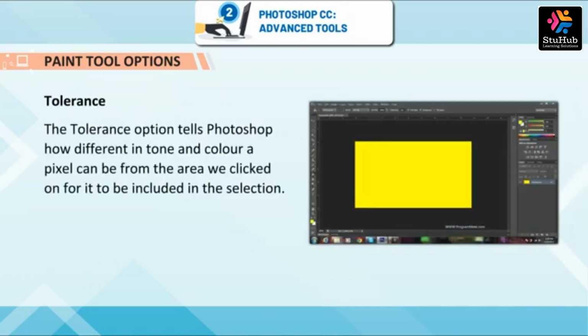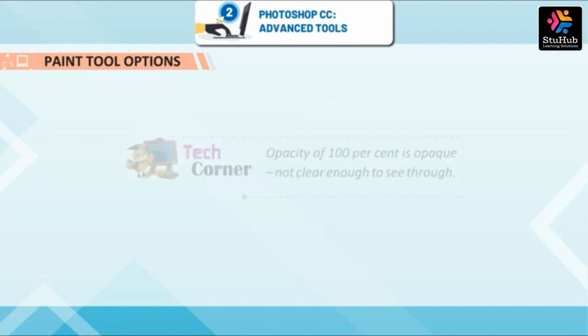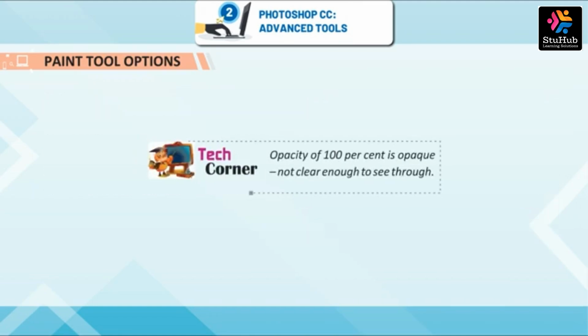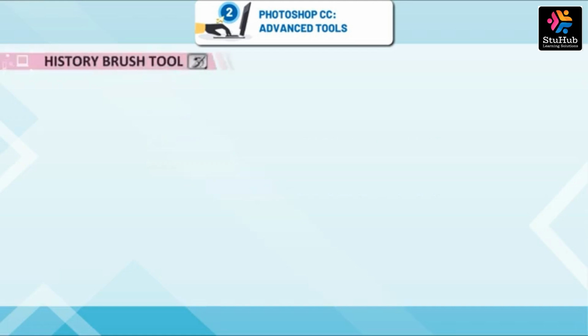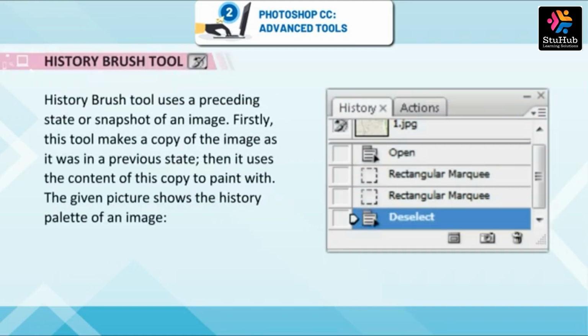Tolerance. The tolerance option tells Photoshop how different in tone and color a pixel can be from the area we clicked on for it to be included in the selection. Tech corner. Opacity of 100% is opaque, not clear enough to see through. History brush tool. History brush tool uses a preceding state or snapshot of an image.